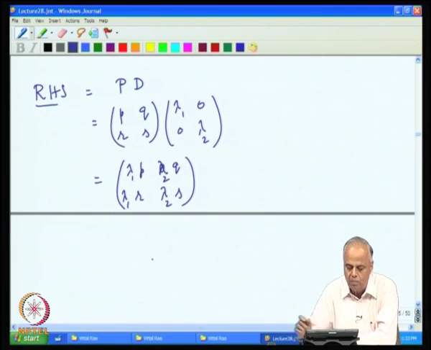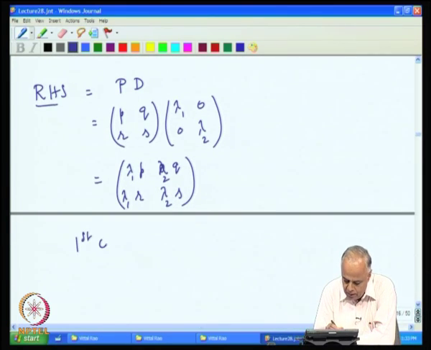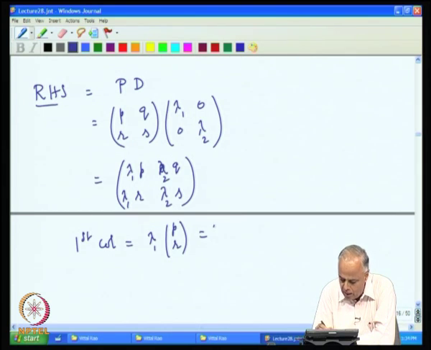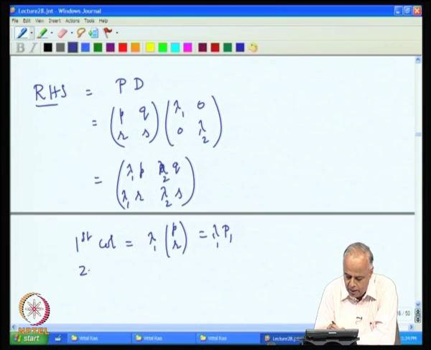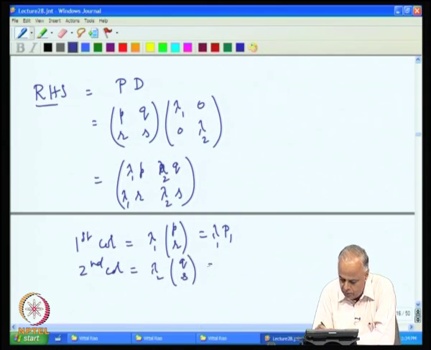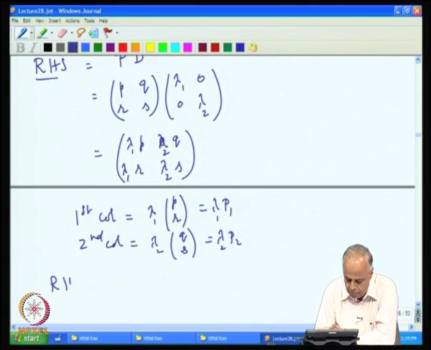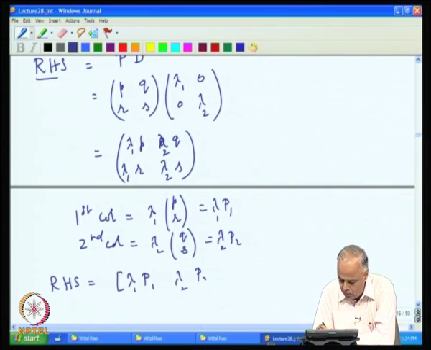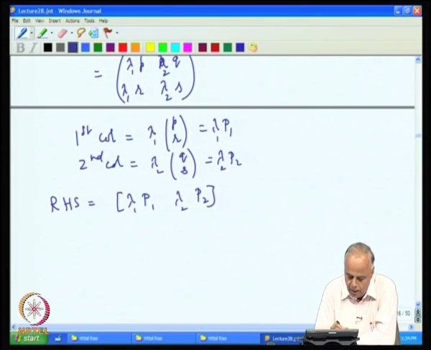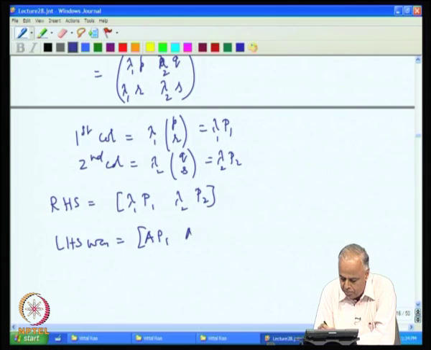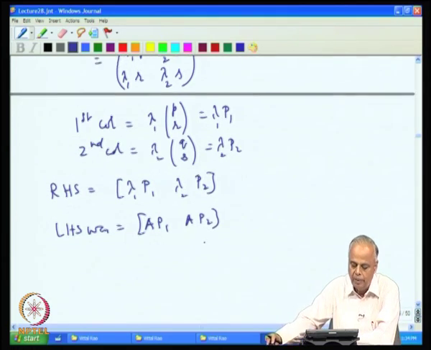Now, what is the first column of this? The first column is lambda 1 into PR, which is just lambda 1 P1. Second column is lambda 2 into QS, which is just lambda 2 into P2. So, therefore, RHS is nothing but the matrix lambda 1 P1, lambda 2 P2. Now, LHS was, as we found, AP1 AP2, and therefore, equating the LHS.